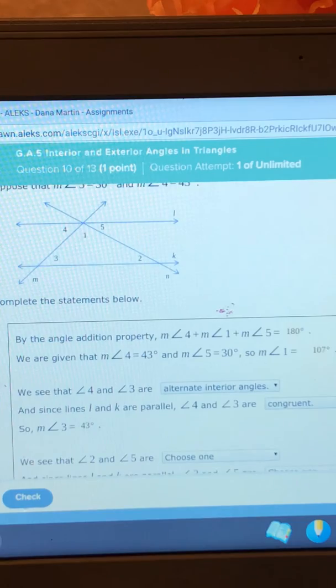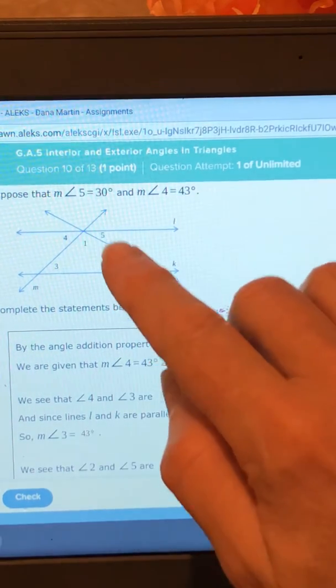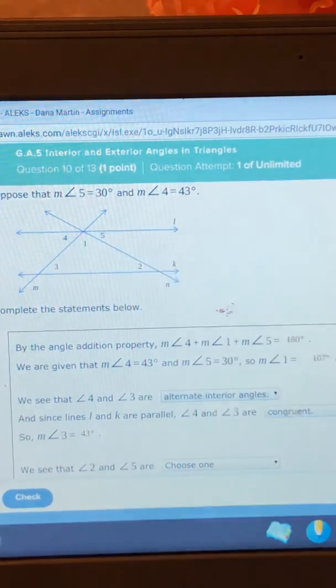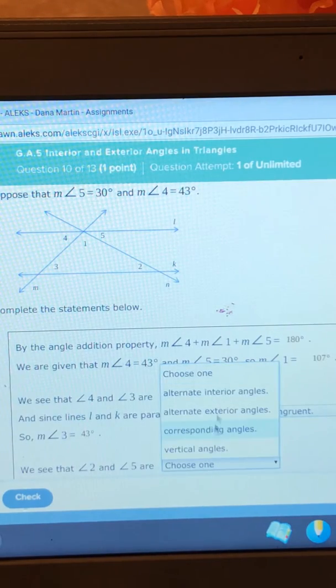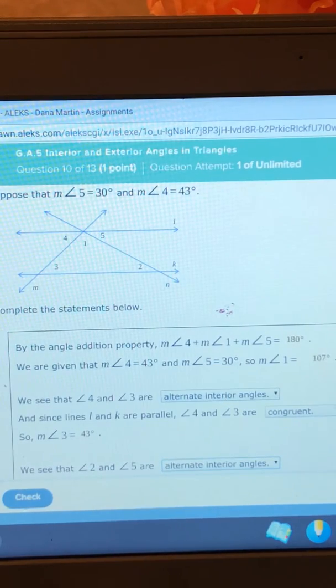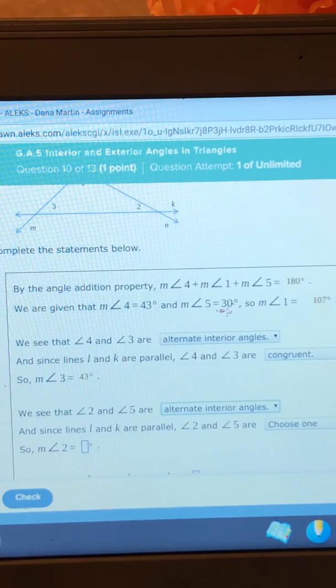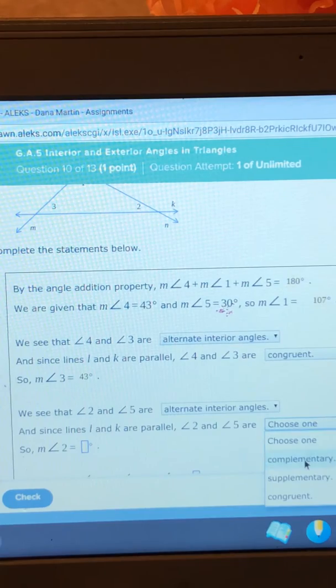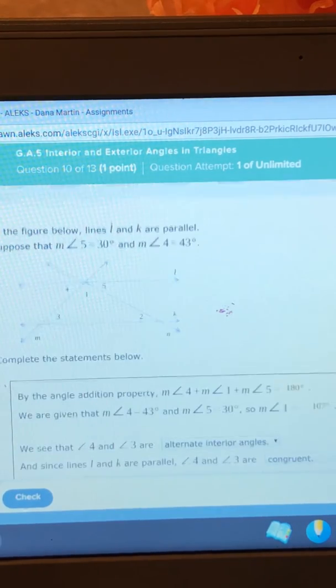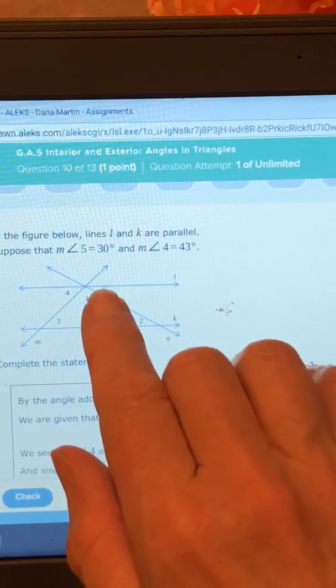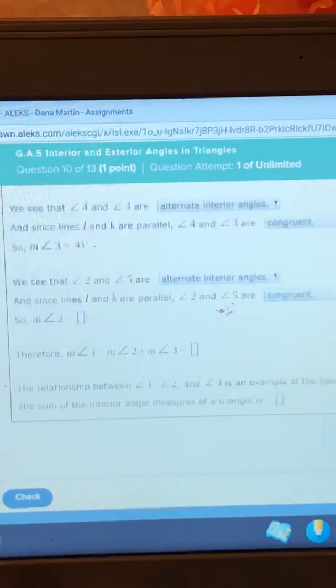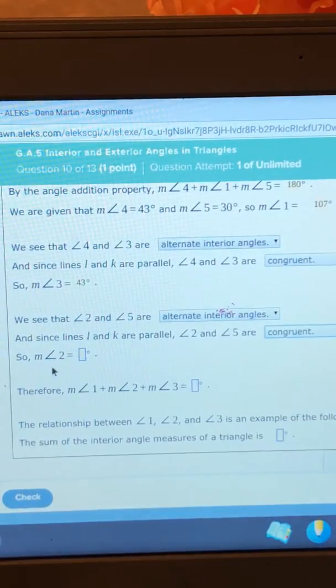All right, now we see that angle 2 and 5, 2 and 5, we already said, are also alternate interior angles. So I'm going to put alternate interior for that one. And they're going to say, gosh, since they're parallel, then 2 and 5 are congruent. Okay, and if angle 5 is 30, then so is angle 2. So angle 2 is 30.